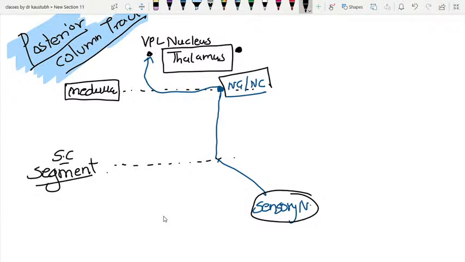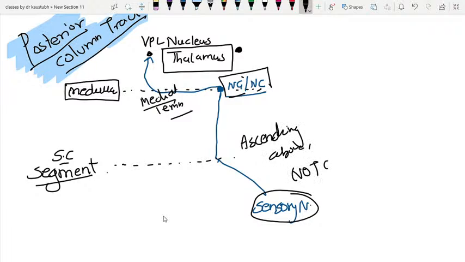We all know this from neuroanatomy. Now from the nucleus gracilis and cuneatus, at the level of medulla it crosses to the opposite side and ascends upward as the medial lemniscus. I hope you all remember this, medial lemniscus. And then it ends up in the VPL, that is the ventroposterolateral nucleus of the thalamus, of the opposite side, right? So now if you understand that it is just ascending above, not crossing.